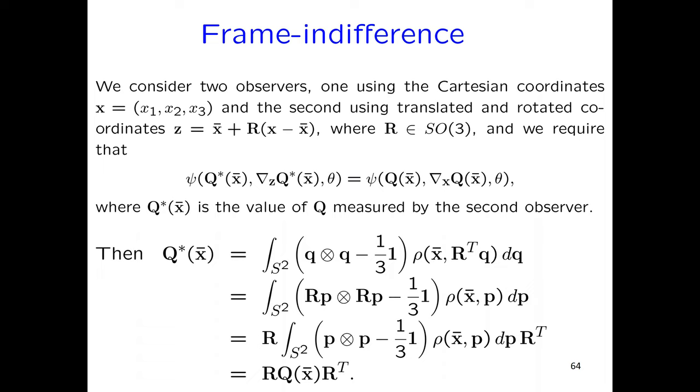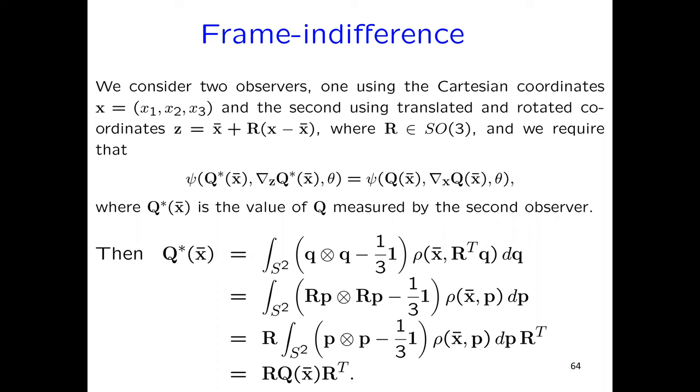Well, Q star of x bar is the integral of (q ⊗ q − (1/3) identity) times ρ of x bar and R transpose q, because the second observer sees the rotated molecule. Then you change variables in the integration to R transpose q, and you take the R and the R transpose out, and you see that Q star of x bar is R Q of x bar times R transpose. So that's the way the Q transforms.